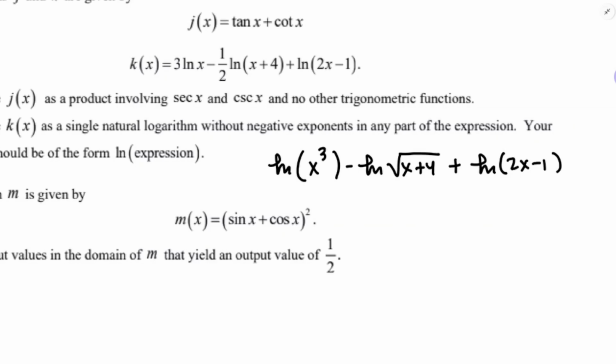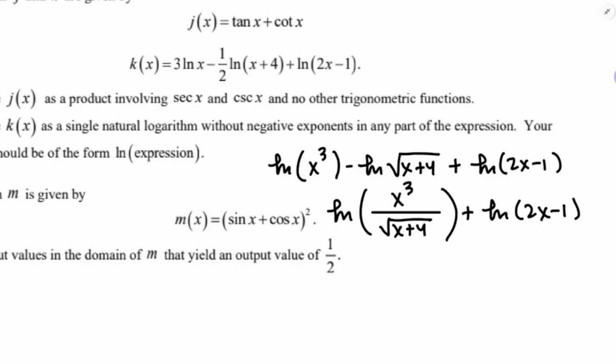Okay, and so, right, well, I'll just start with the subtraction. That's going to become division on the inside. So x to the 3 divided by square root of x plus 4, plus natural log of 2x minus 1. And if I want to combine this into a single natural log, I'm going to be multiplying the arguments. So x to the 3rd divided by square root x plus 4, times 2x minus 1.